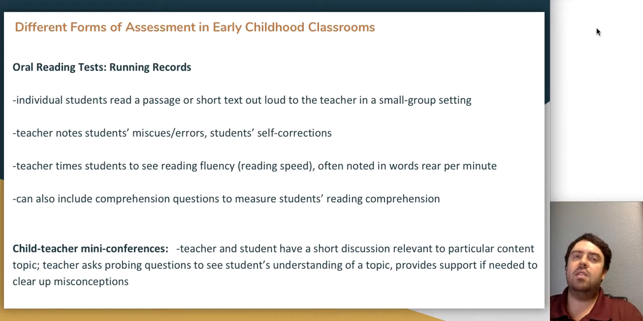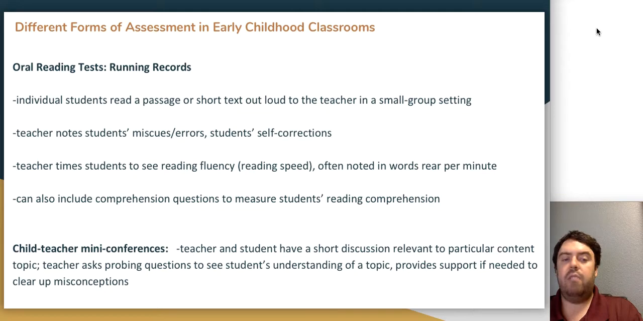By accuracy, it's looking at how often students say or decode words correctly. Another way to think of it is how many miscues students had compared to how many total words they read correctly. Another thing is reading fluency, so how many words students could read per minute. And then some running records will also include some reading comprehension questions at the end, but not all include that.